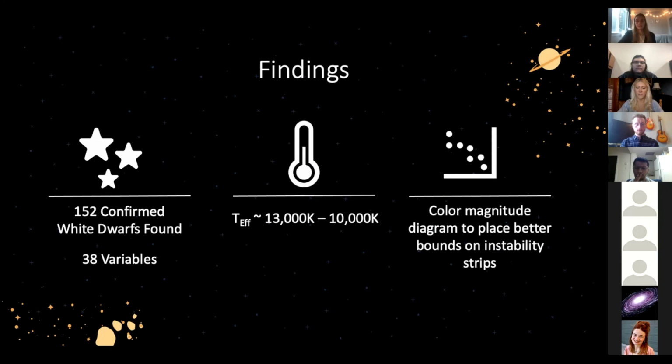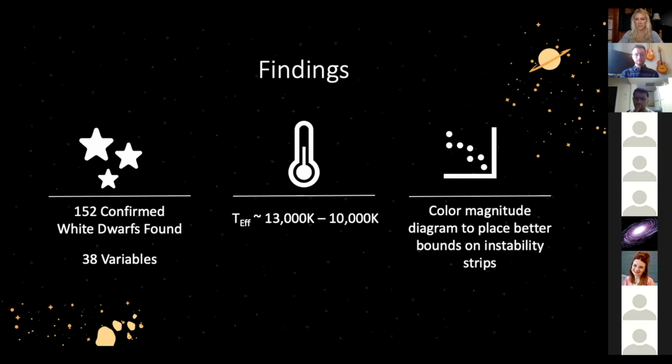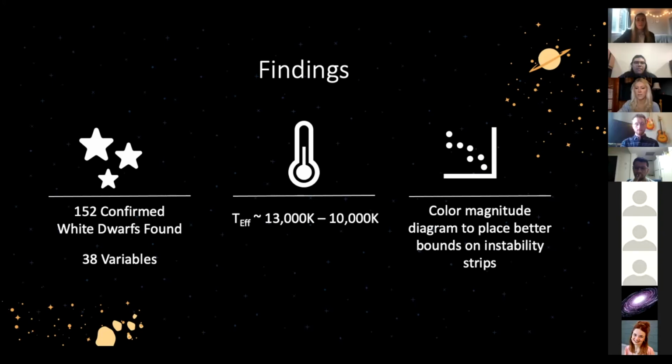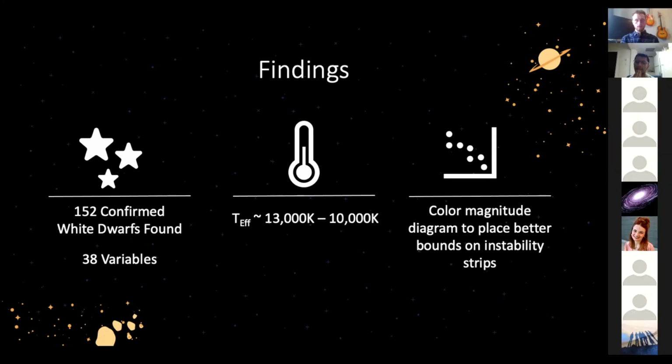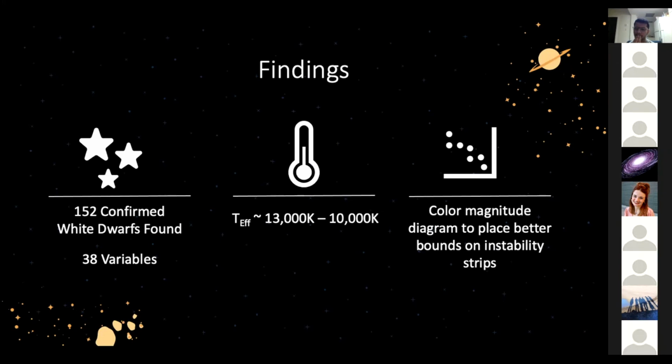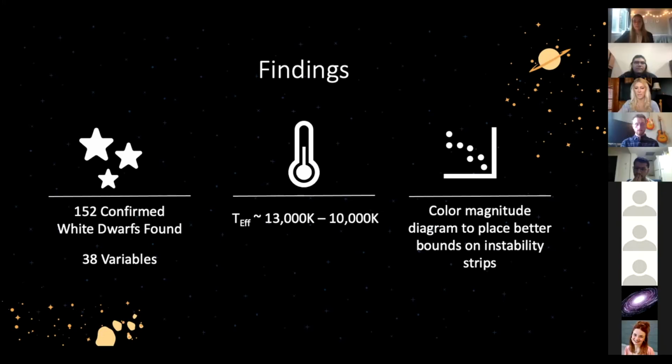We also found that average temperature is about 13,000 Kelvin to 10,000 Kelvin. In comparison, our sun is at about 6,000 Kelvin. We were also able to make color magnitude diagrams, which is just an HR diagram, in order to place better bounds on those instability strips that I mentioned a few slides ago.